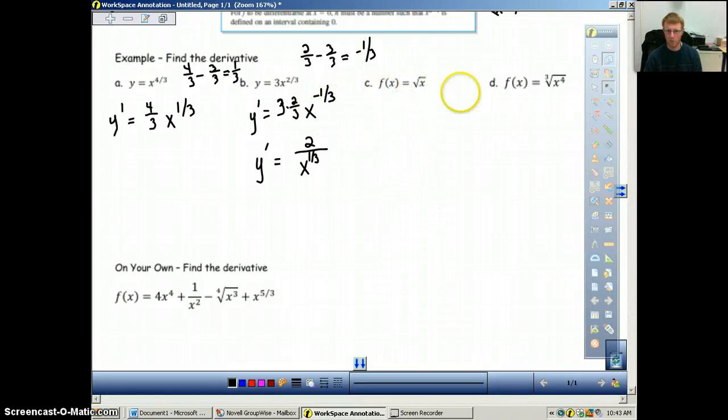Okay? So part C, we have the square root of x. So our first step is to rewrite our problem as x to the 1/2. Then we do our derivative.